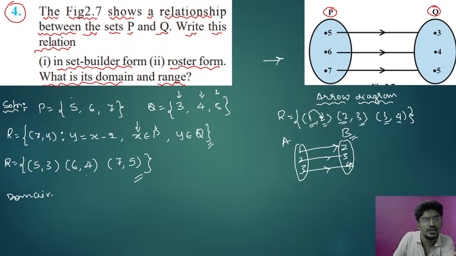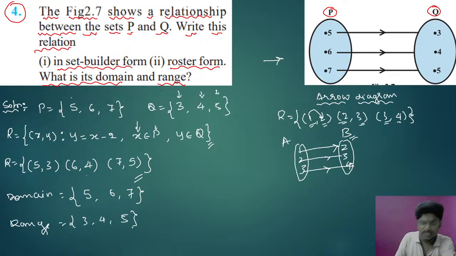Therefore, domain is equal to the set of 5, 6, 7. Range is the set of 3, 4, 5.